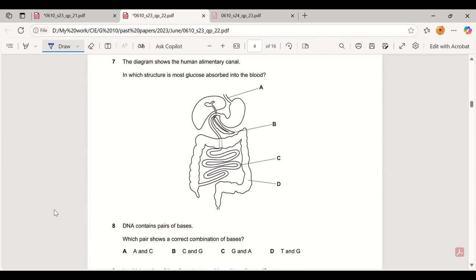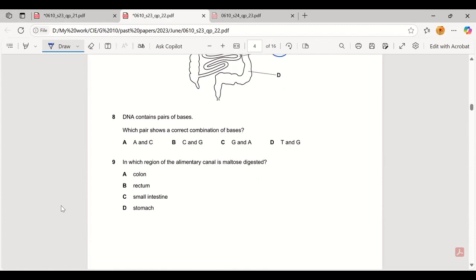The diagram shows the human alimentary canal. In which structure is most glucose absorbed into the blood, Michelle? C. Bravo. DNA contains pairs of bases. Which pair show a correct combination of bases? Again, it is repeated in a different variant. Okay, so we will see similar questions. طيب, مرام?